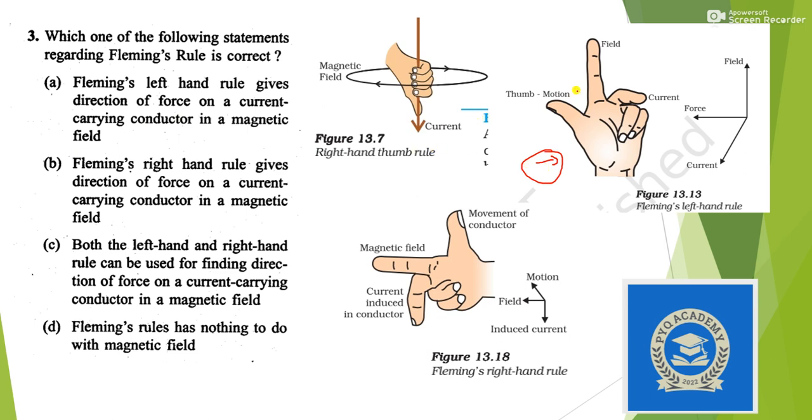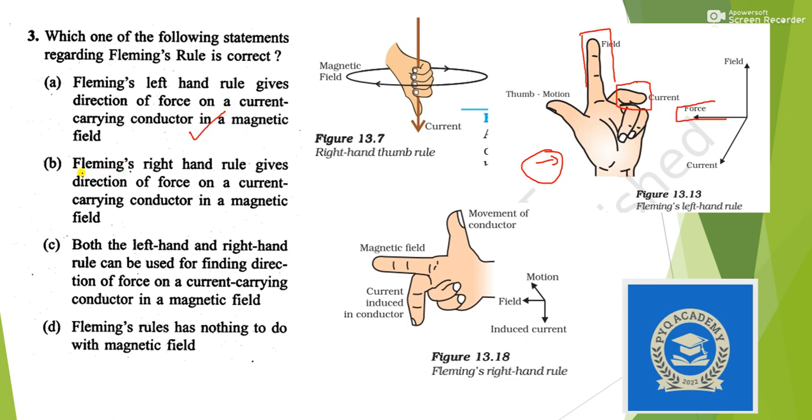In Fleming's left hand rule, you can see the thumb indicates the direction of force, the forefinger directs the field, and the middle finger points towards the direction of current. So the first statement was: Fleming's left hand rule gives the direction of force on a current carrying conductor in a magnetic field. Yes, it is true.